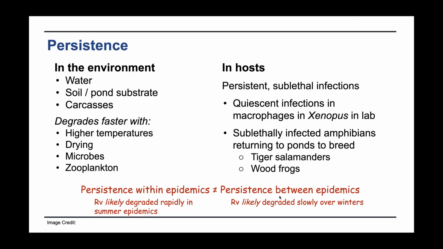So persistence between epidemics is a really different question. Ranavirus could certainly persist in carcasses. It could persist in frozen waters or frozen soil. It could persist in hosts between epidemics, especially in the winter. So I just want to point out that there's a real distinction between persistence within an epidemic and how much transmission there is from the environment versus transmission between epidemics.